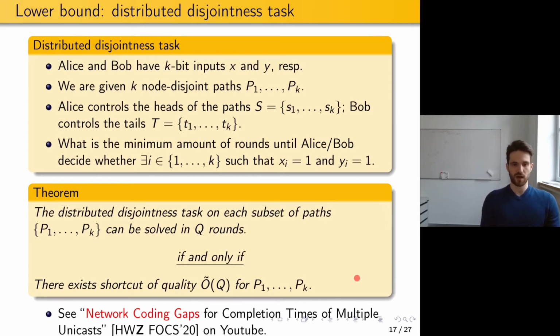However, this kind of results are known in network coding theory and information theory, and they are called network coding gaps. And because of this, we proved such a network coding gap for this problem in a separate paper called Network Coding Gaps for Completion Times of Multiple Unicasts. It's a joint work by Bernhard Haeupler and David Wajc that appeared in FOCS 2020, and a talk is available on YouTube. And I would advise you, if you would like to know more how you actually prove these network coding gaps, how do you bound a communication task by a combinatorial property, to see the talk or the paper. Alright, so we go through this distributed disjointness task as an intermediary.